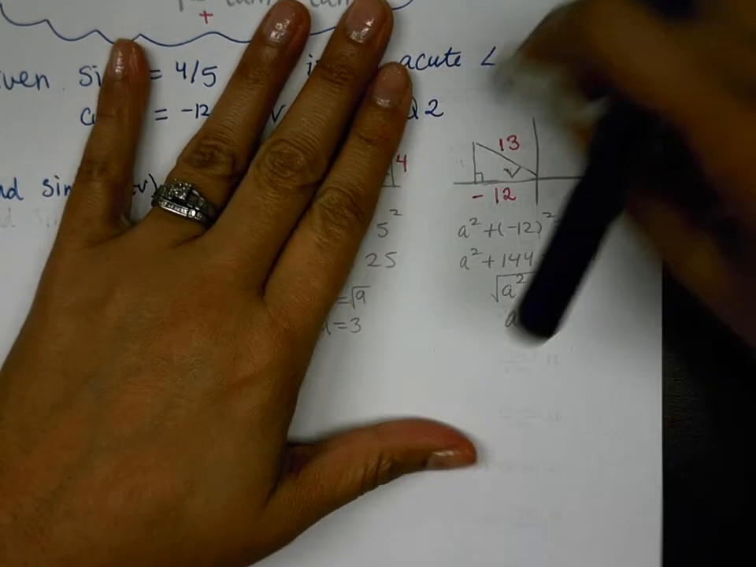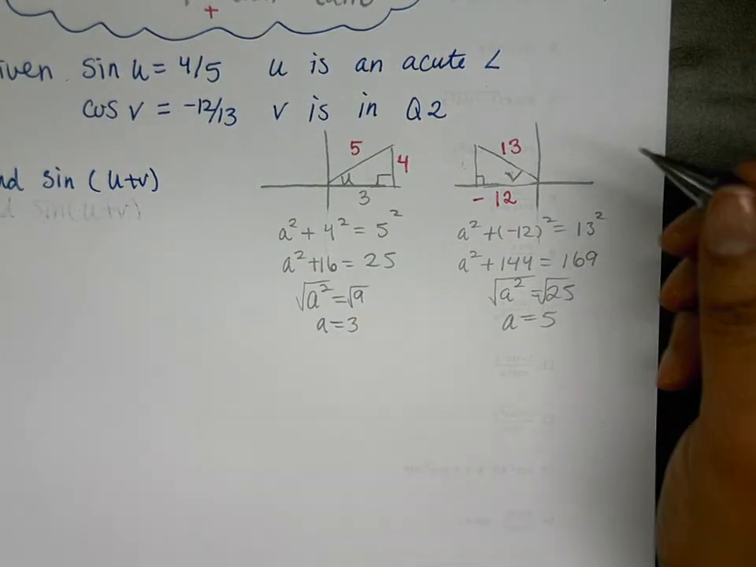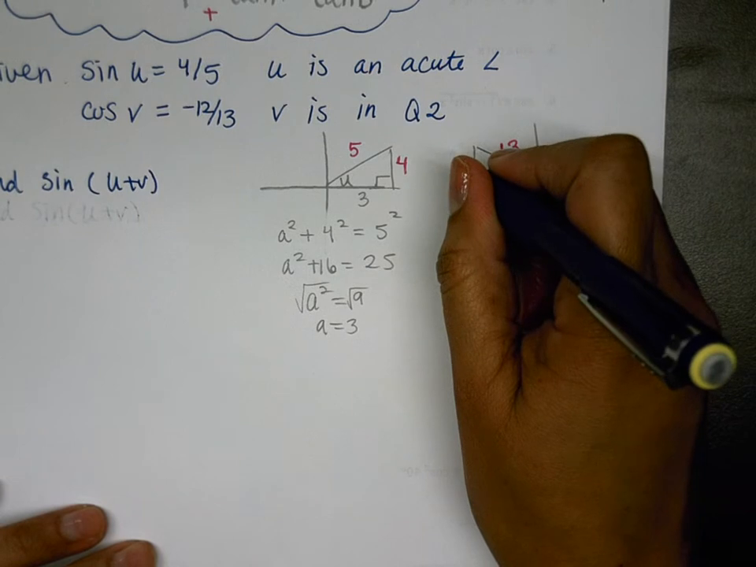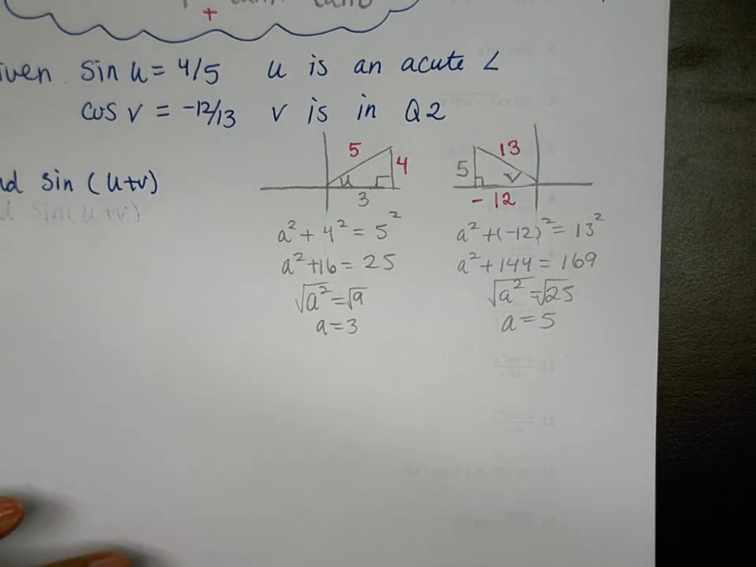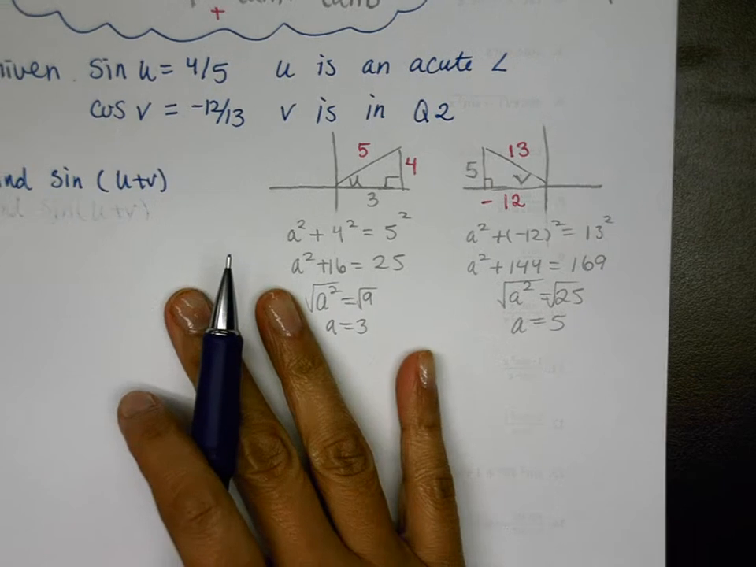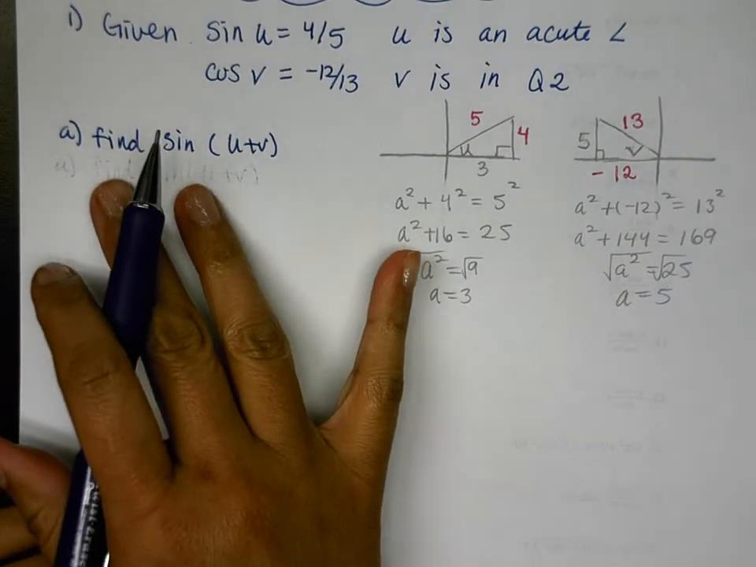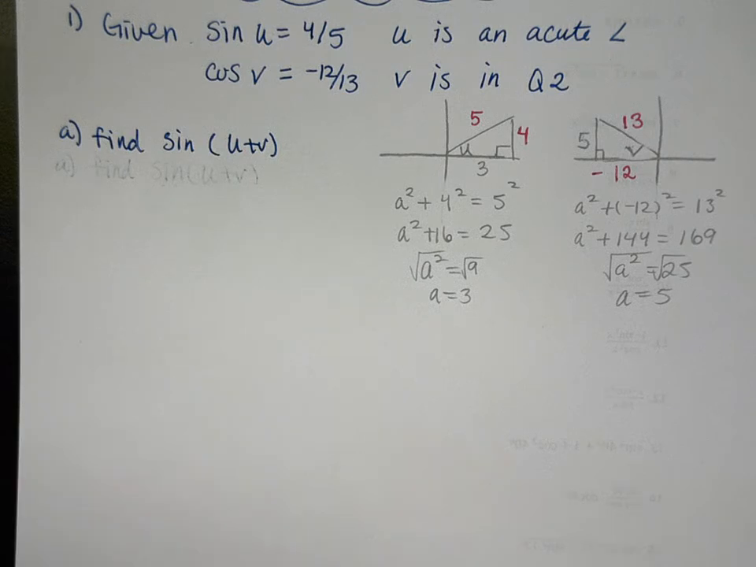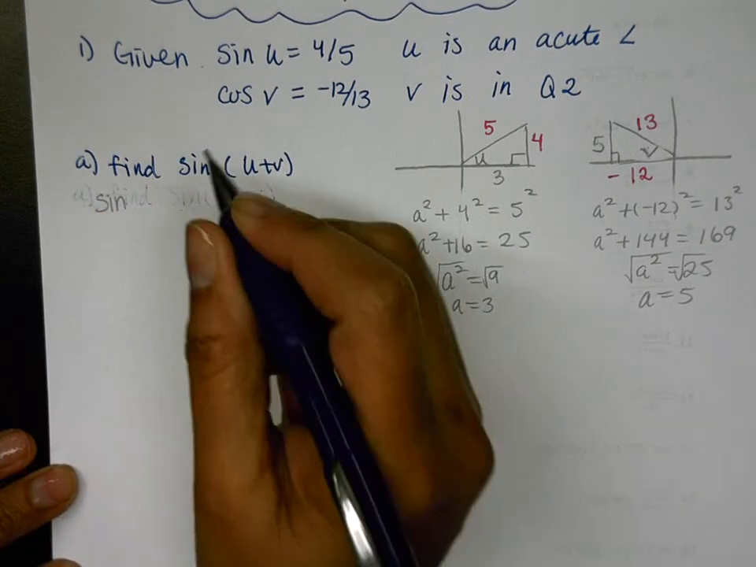Did anybody have that one memorized? 5, 12, 13? Some of you did? Good. Okay, and is it positive 5 or negative 5 if it's going upward? Positive. Okay, now we have enough to find this because we have our sine formula. We're going to expand. What is sine?